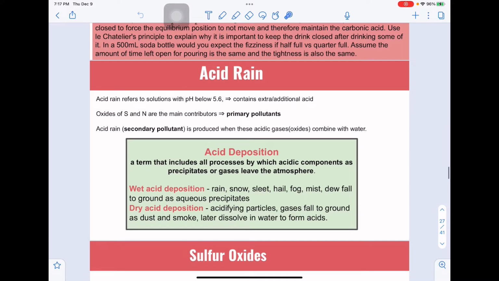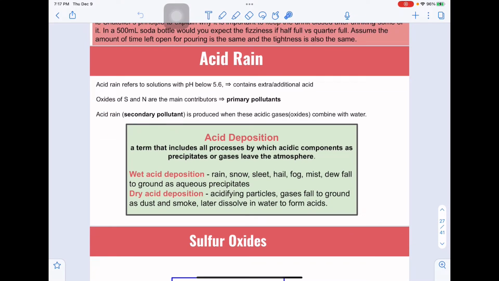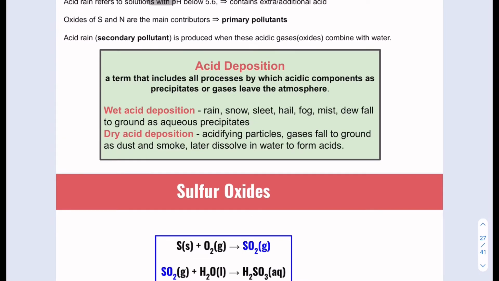Okay, so these oxides, they are the primary pollutants. And then when that oxide is mixed with water, then it forms an acid, and that solution that is formed, the rain, becomes a secondary pollutant. We take the primary pollutant and we mix it with water to form the secondary pollutant. So here we have a definition of acid deposition. And there's two types. There's wet and then there's dry.